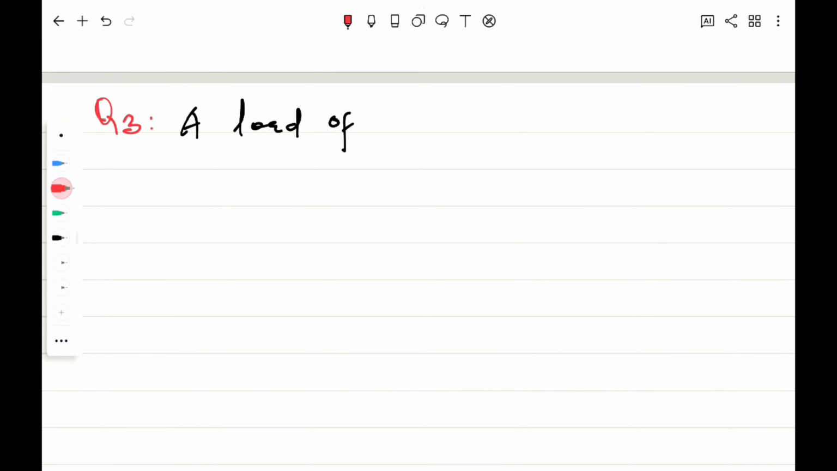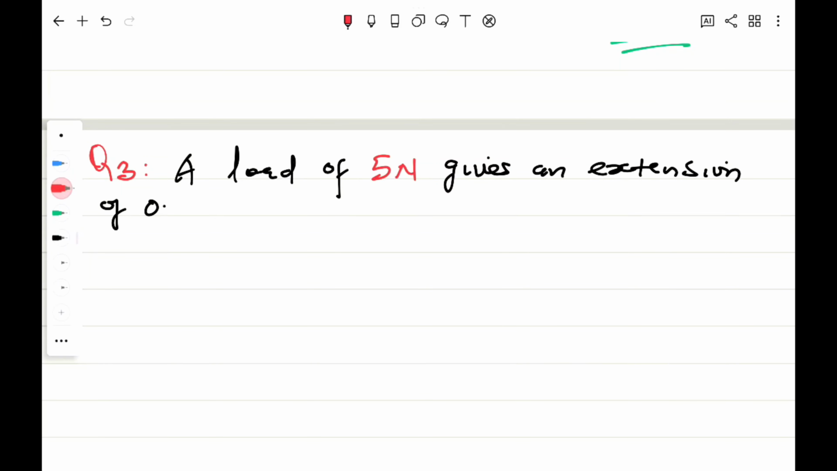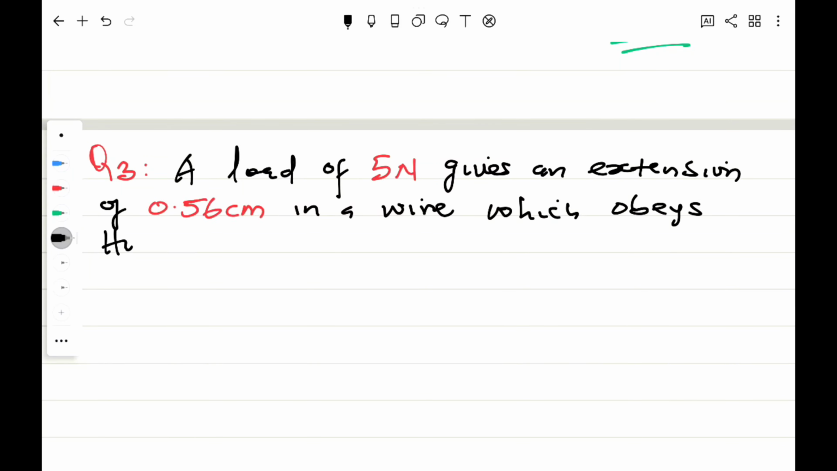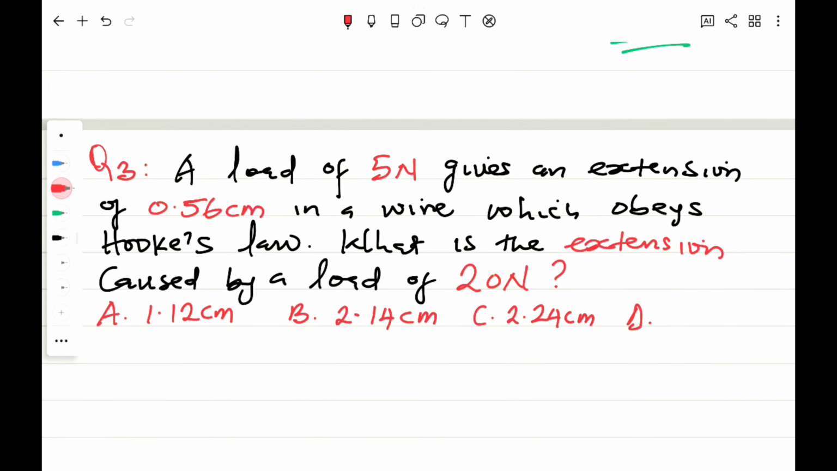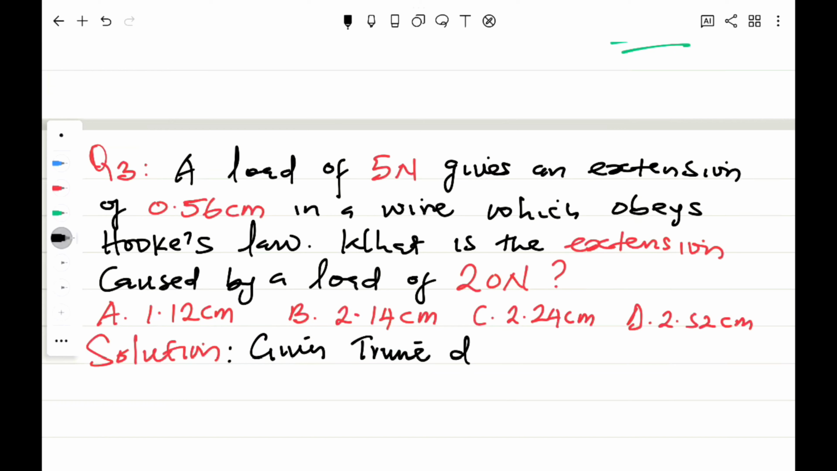Question 3 now. Let's go. Question 3. A load of 5 Newton gives an extension of 0.56 centimeters in a wire which obeys Hooke's law. What is the extension caused by a load of 20 Newton? These are our options. Okay. So solution. Our given data from this question, we're going to extract them now. If you want to solve your question and get it correctly, please always extract your data. Is that clear? So let's begin.